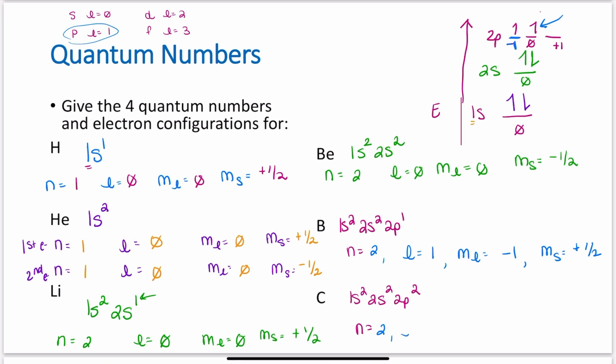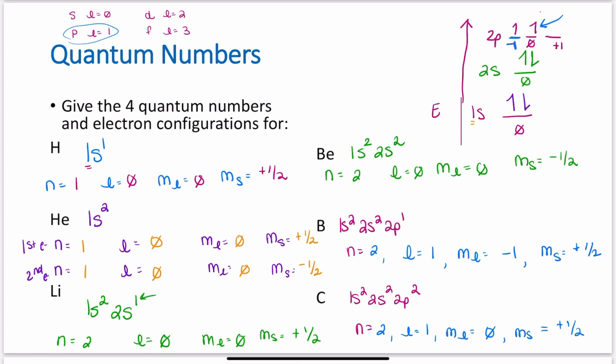So my N value is still 2. My L value is still 1. So I'm still in my p orbitals. I'm still in my 2p orbitals. But now my M sub L value is 0. And my M sub S, still spin up, is +1/2.